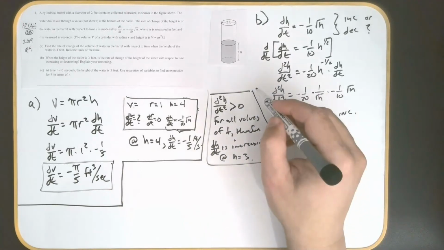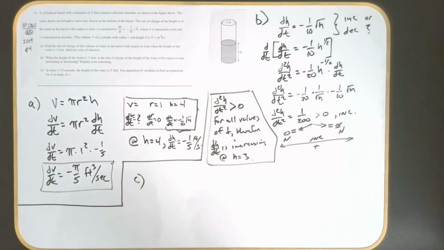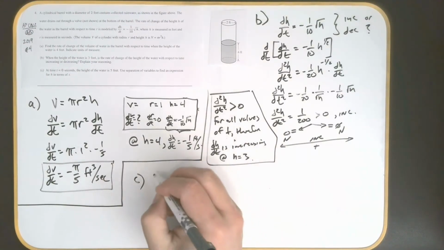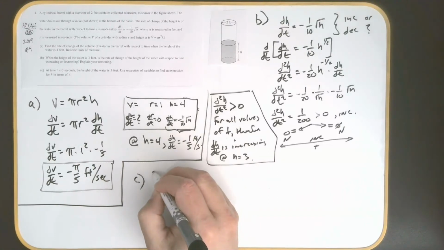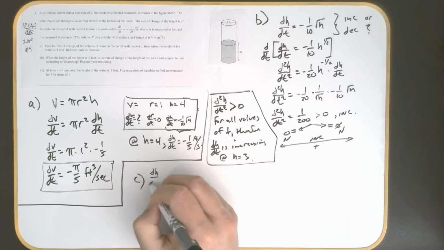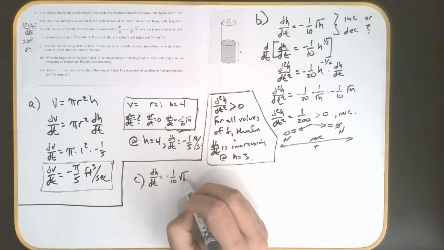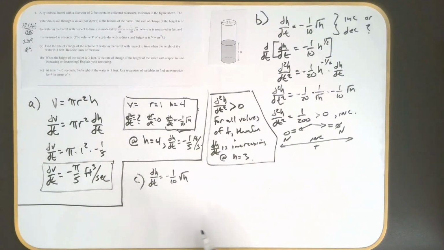But that is our conclusion here for B. All right, and now I guess we'll put C right here. C says, at time t equals 0 seconds, the height of the water is 5. Use separation of variables to find an expression for h in terms of t. Well, this is really just solve the differential equation. This one's going to be a little bit weird because I'm going to have to work horizontally. I'm going to do a lot of work vertically and then the next column and the next column. So I'm going to start right here and say dh/dt is equal to negative 1/10 rad h. This is just solve a differential equation, and it's a fairly friendly one too.